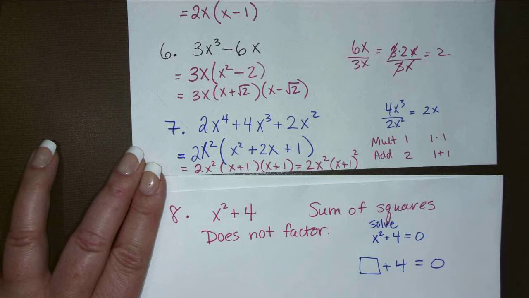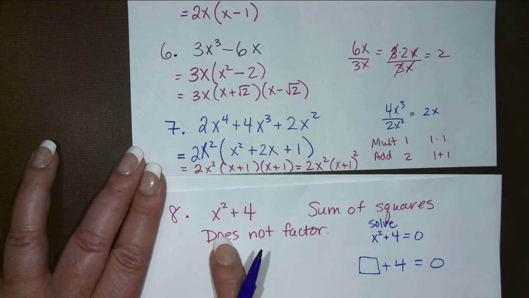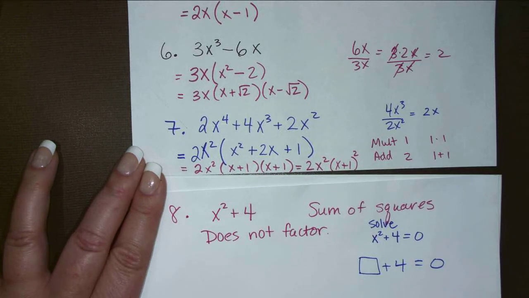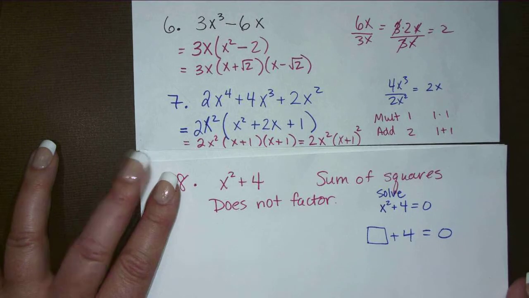So it has no solution if we were solving, which we do later on in 1.8. We solve these. But right now, it doesn't factor. Okay, and why it doesn't factor, it doesn't have a solution, it can't break down further. So you have to remember that and not do something funny with it. Okay.